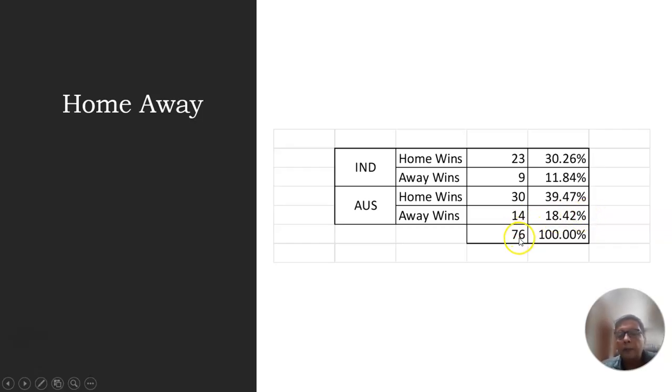In total, there were 76 matches. One match is excluded from the analysis because it is played in England. In England, India and Australia played a test match, which is excluded from this analysis. So winning probability is high for Australia when Australia plays a home match.